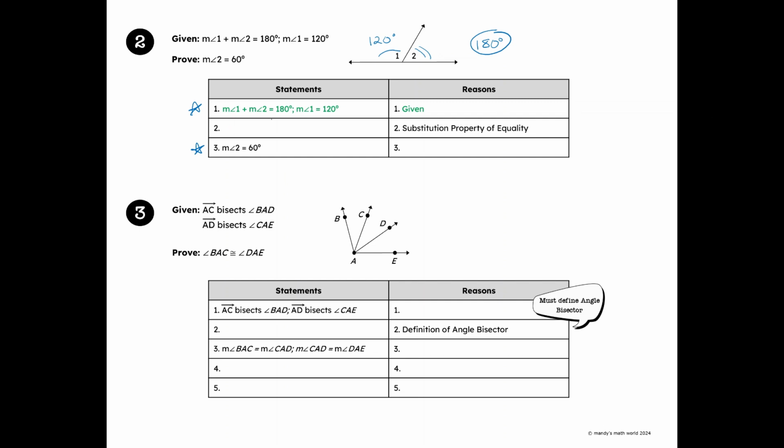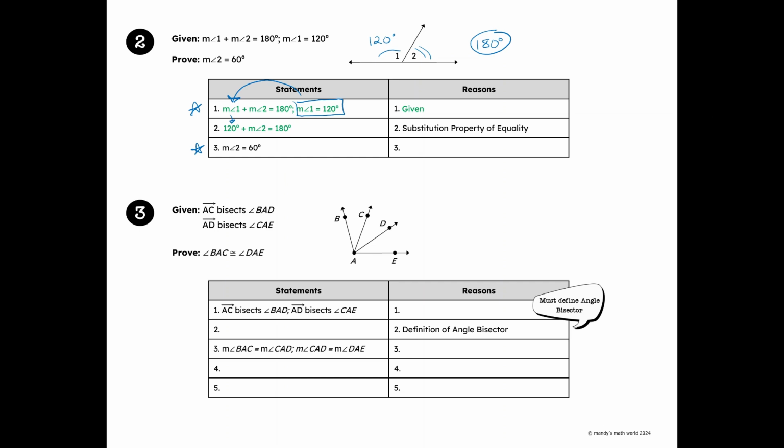We're given this equation right here. We're given this angle measure right here. What can I do? I can replace right there in my equation 120 degrees. So I can replace the measure of angle 1 with 120 degrees because it's been stated in my proof already. And I did that by the substitution property of equality. So I replaced the measure of angle 1 with 120 degrees.